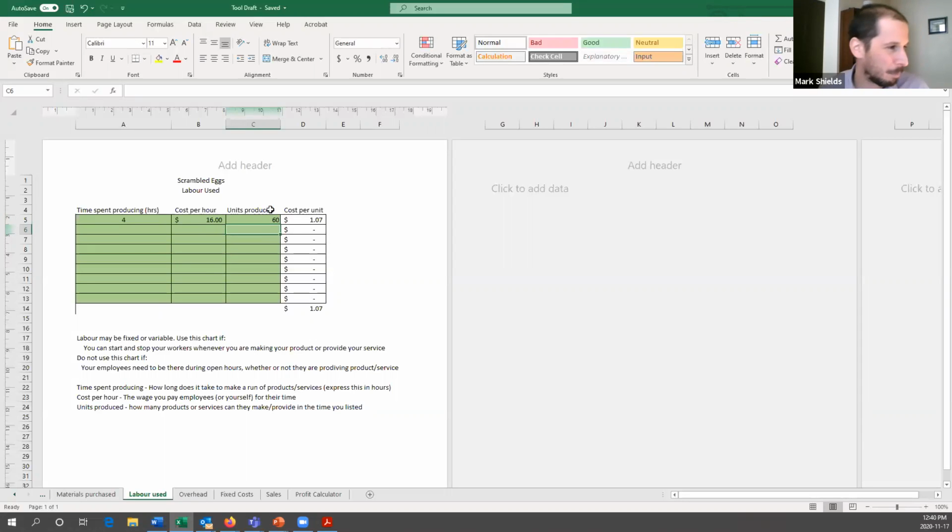So we're paying now, instead of just thinking about it as $16 per hour, we can also express this as what we're paying this individual per unit of scrambled eggs. We're paying them $1.07.